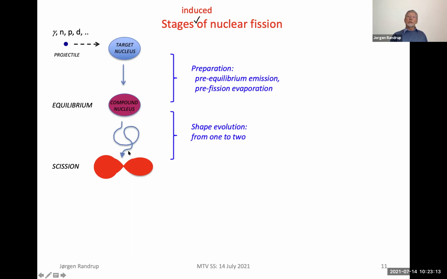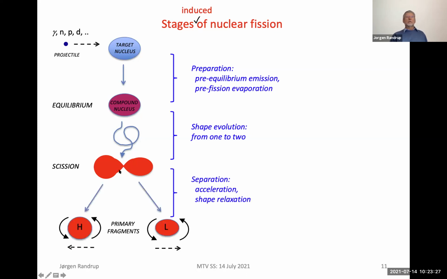In some complicated way, the shape evolves. I will get back to that in some detail. Then you come to scission. This is where the two fragments that are formed lose contact. Everything is then determined. They move apart due to the mutual Coulomb repulsion, and they are rotating and they are excited, and so on. You have then the primary fragments, and now fission is over.